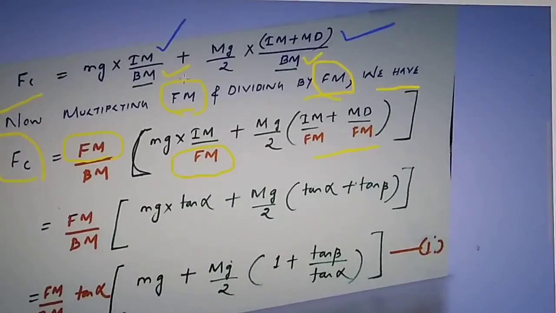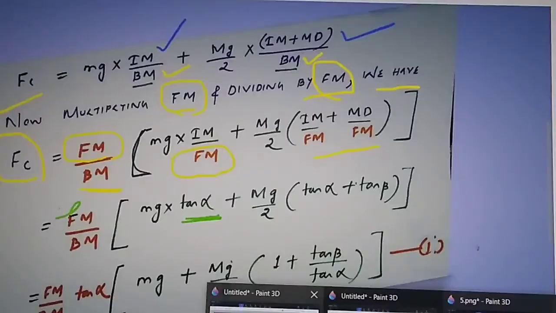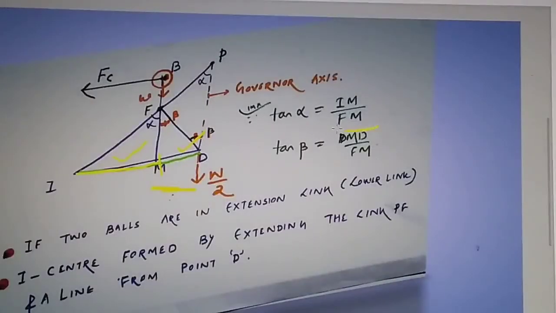BM you have taken outside. So now what will happen? Everything you keep as it is, do not touch any expression. Only change this term. We have found out an angle tan alpha. See the previous slide, tan alpha is nothing but IM divided by FM. That's why it is important, because we have to replace these values. And tan beta is equal to MD by FM. So just put down these values here.